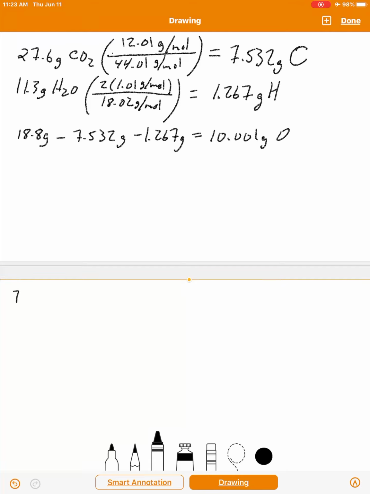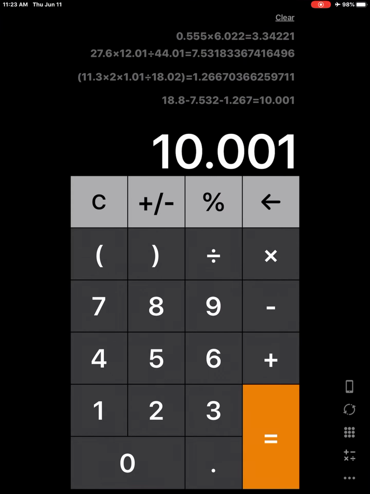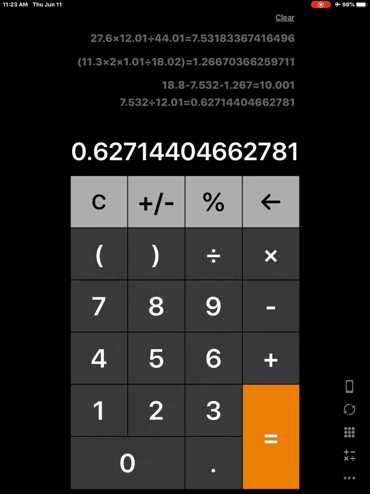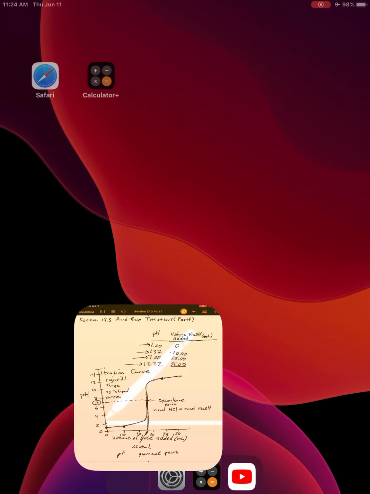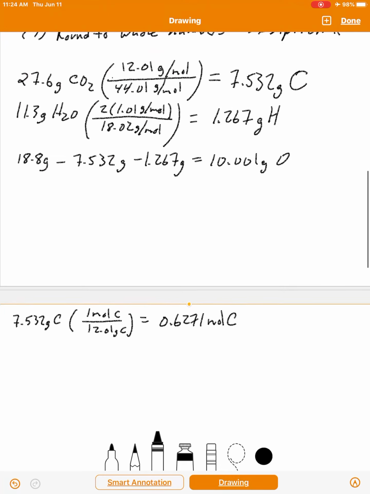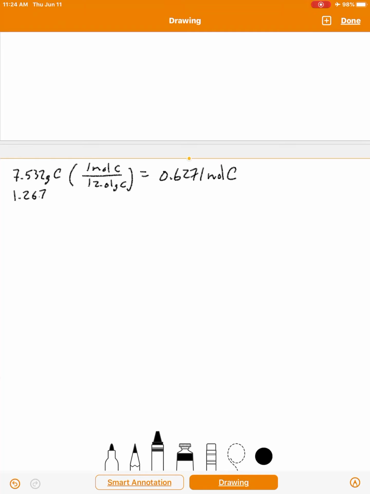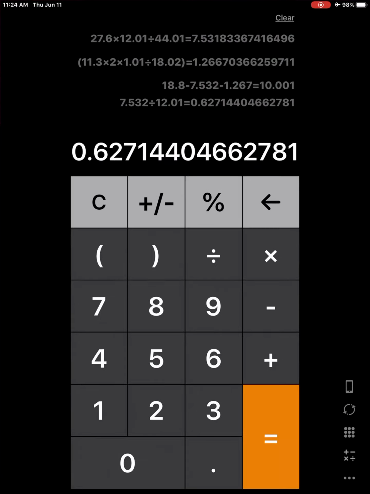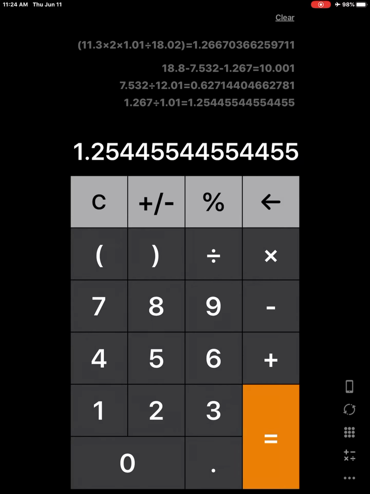We have 7.532 grams of carbon. Converting to moles, we divide by the molar mass. So 7.532 over the molar mass of carbon, and you get 0.6271. Okay, that's carbon. Now we've got to do the hydrogen, 1.267 grams. We're just doing hydrogen, not water, so it's 1 mole of hydrogen over 1.01 grams of hydrogen. Again, these numbers come from the periodic table. So 1.267 over 1.01, and you get 1.254.